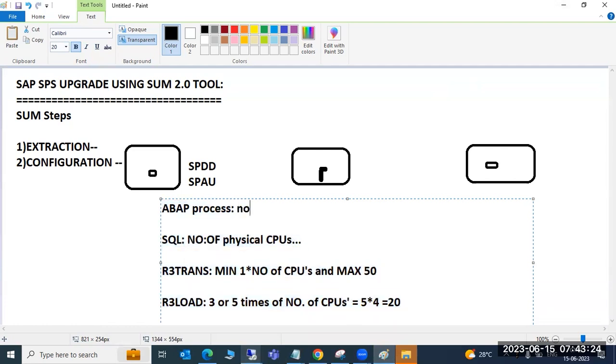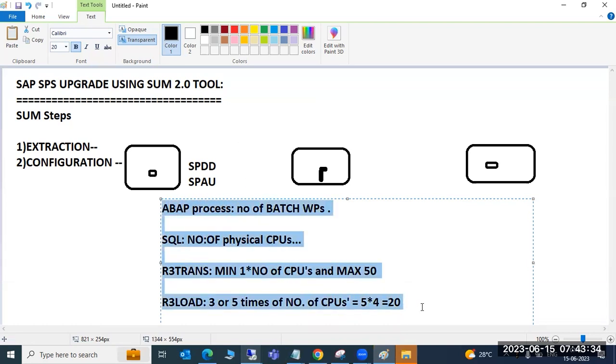This is the number of batch processes, the number of background work processes, we can give here. So these are the settings we have to give. In real time, few people know these settings; they don't know how to give these processes. They blindly click on the next button, but the interviewer will catch this one. They may ask you questions.